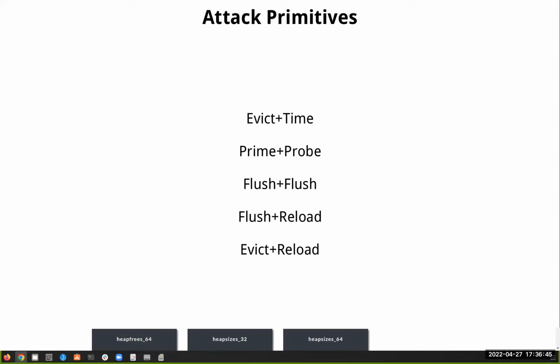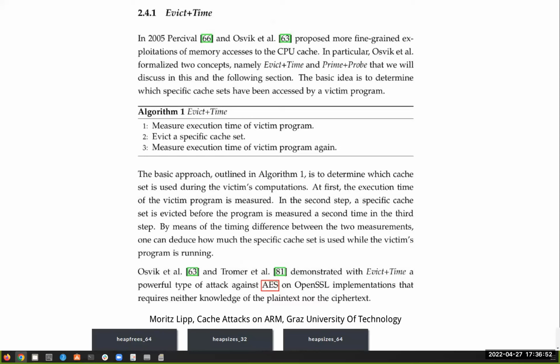So we're going to talk about several, I think 3 examples here. The first approach ever designed for this attack is called evict plus time. It was published in 2005, so it's 16 years ago. They designed both evict plus time and prime plus probe, and used the approach to attack AES. The basic idea is to determine which specific cache set has been accessed by a victim program.